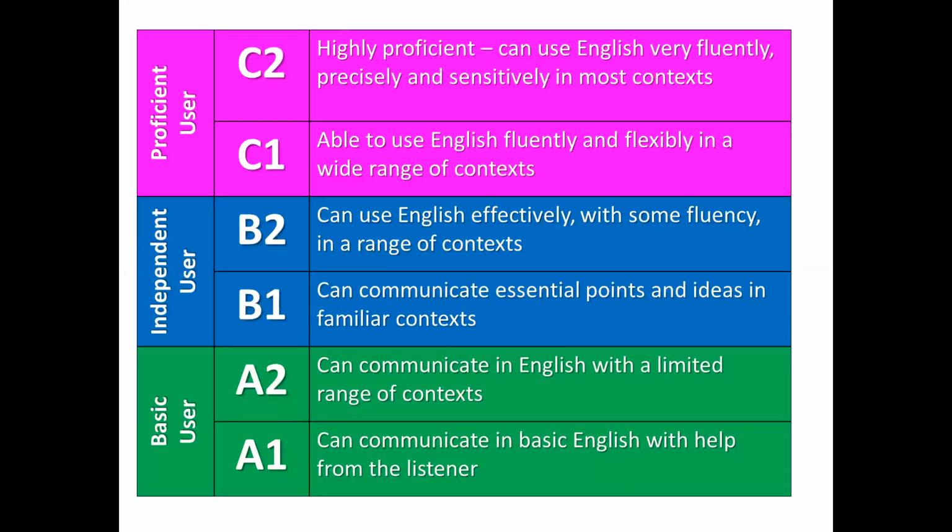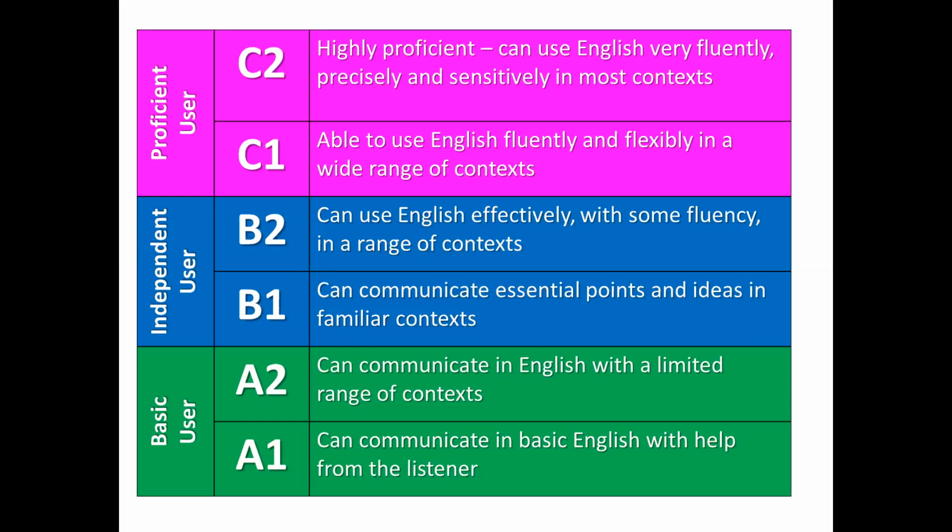Let's get started now. First you have to understand these six levels, starting from A1 at the bottom: A1, A2, B1, B2, C1, C2. These levels are color coded for a specific reason. I will explain shortly. First of all, let's take a look at the basic user, which is green, A1 and A2. A1 means these are those learners who can communicate in basic English with help from the listener. It means they have lots of difficulties. They ask for repetition, and in the first attempt, they don't understand.